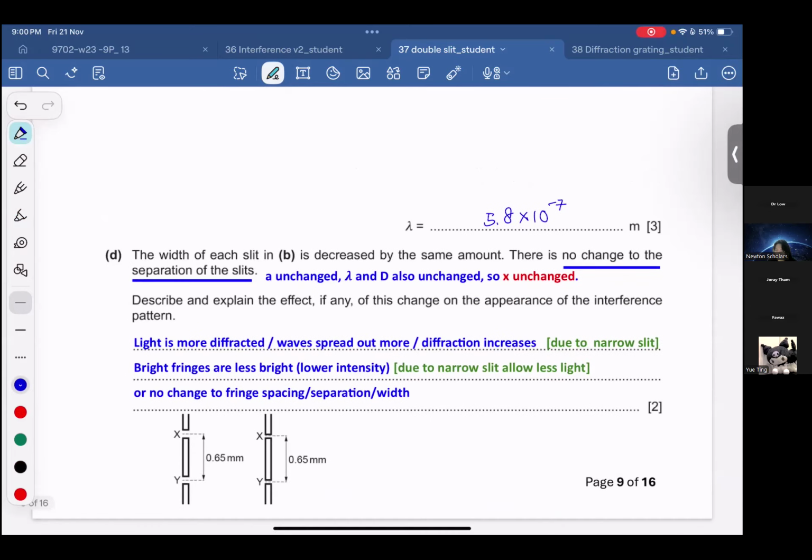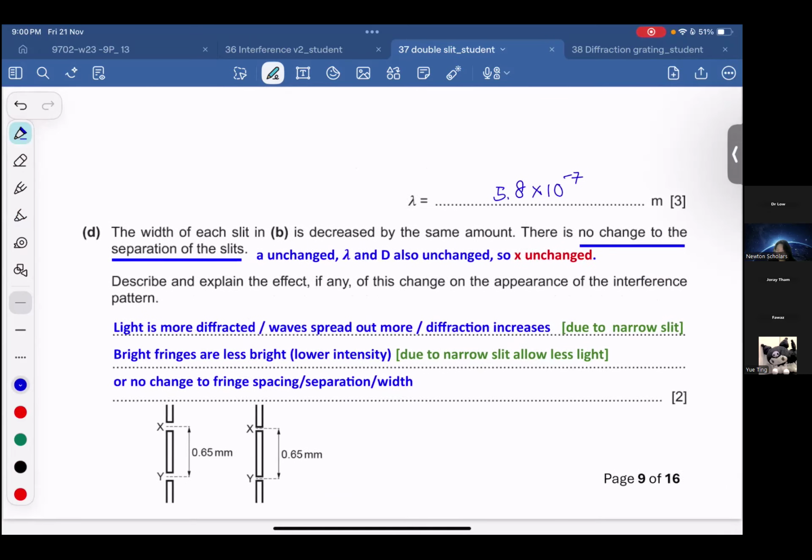Okay, the main thing that I want to discuss is here, the width. For this one, the width of each slit is decreased. There is no change to the separation of the slits, so a is unchanged. They didn't change the other setup. They didn't change the light wavelength. They didn't change the D. All are unchanged. So from the formula, wavelength equals a x over D. Unchanged, unchanged, unchanged. So what happened to your x? Also unchanged. Then what is the difference?